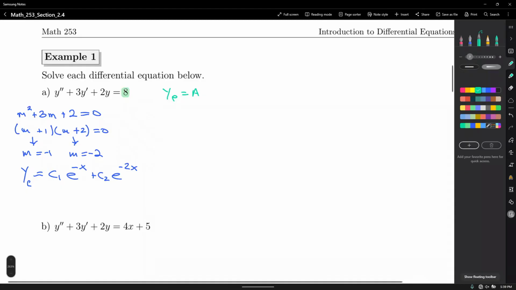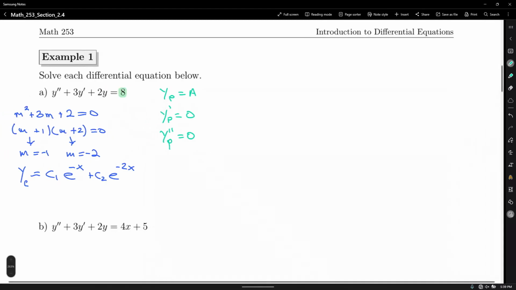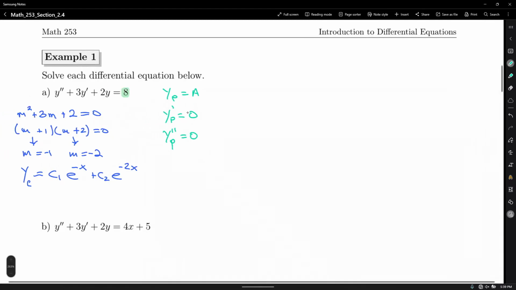I'm going to find as many derivatives of the guess as we have in the differential equation. And in this case, it's all the way to the second derivative. y prime sub p equals, well, the derivative of a constant is 0. y double prime sub p equals, well, another 0. What are we going to do? We're going to substitute all of this into the given differential equation, and we're going to equate coefficients.